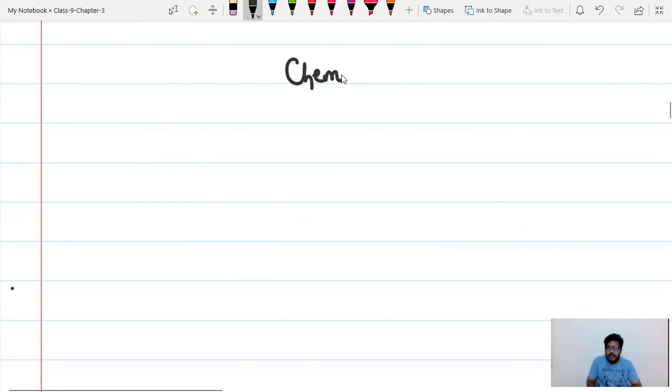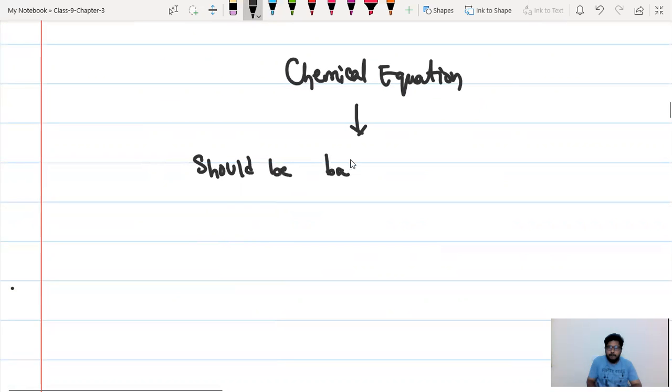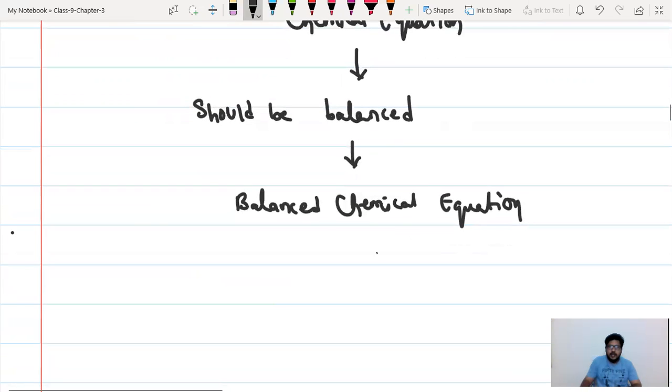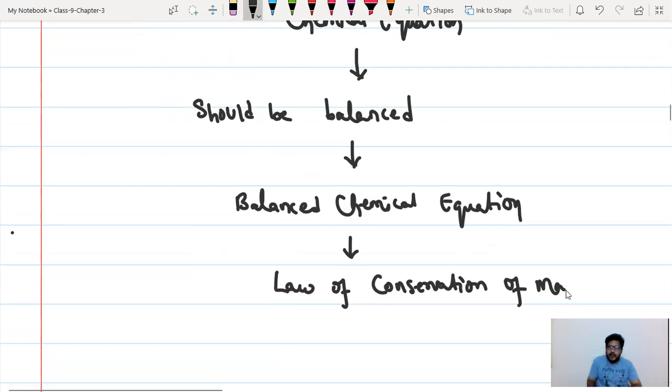Whenever you take a chemical equation, that chemical equation should be balanced. What is the meaning of balanced? If it is balanced, we will call it a balanced chemical equation. A balanced chemical equation means an equation which is satisfying the law of conservation of mass.